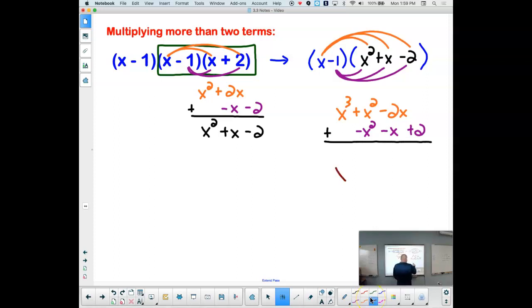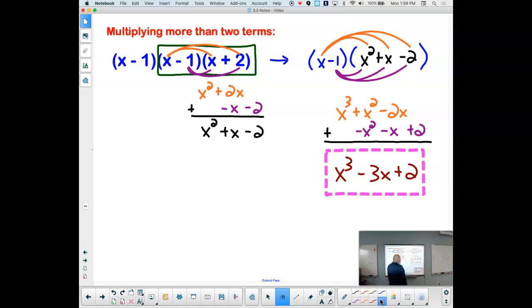That gives me x cubed. The x squareds cancel each other out. Minus 3x plus 2 as my answer there. You can only multiply two things at once.